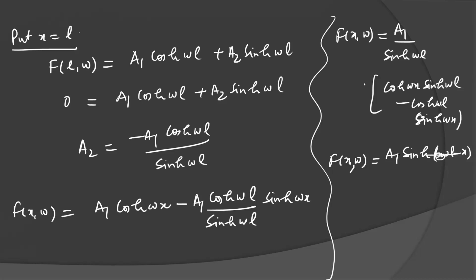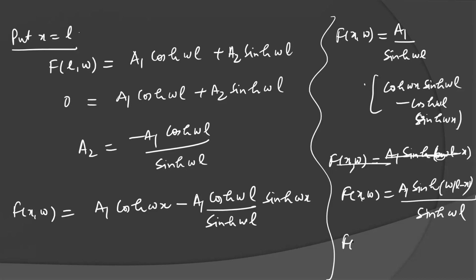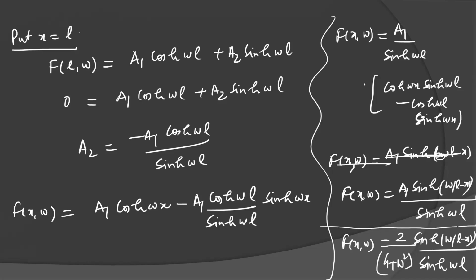Omega we can take outside. So it will be f(x, omega) equal to A1 sin hyperbolic omega (L minus x) over sin hyperbolic omega L. Now you can put the value of A1 also. So f(x, omega) will be 2 over 4 plus omega square, times sin hyperbolic omega (L minus x) over sin hyperbolic omega L. So this is your f(x, omega).